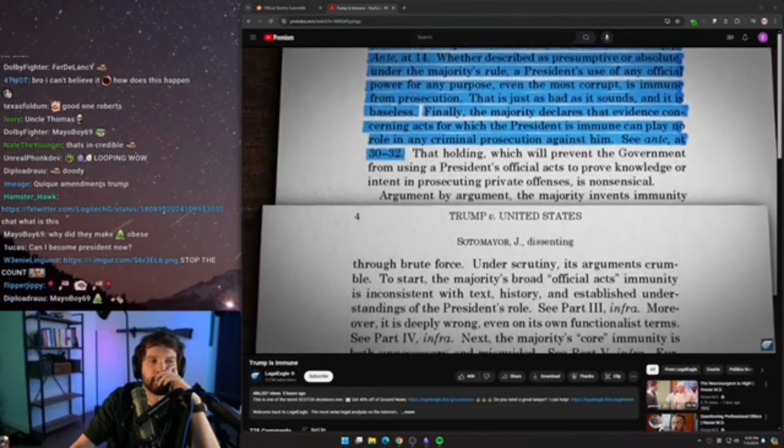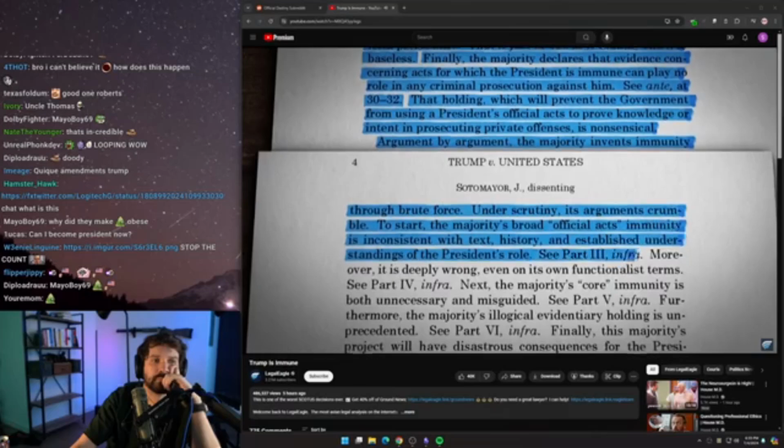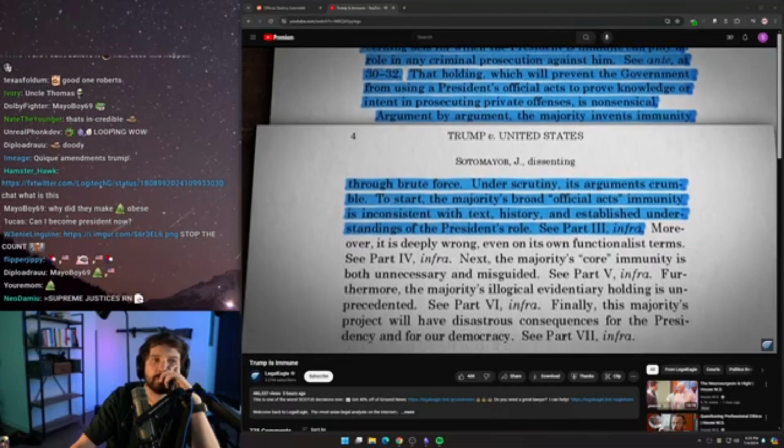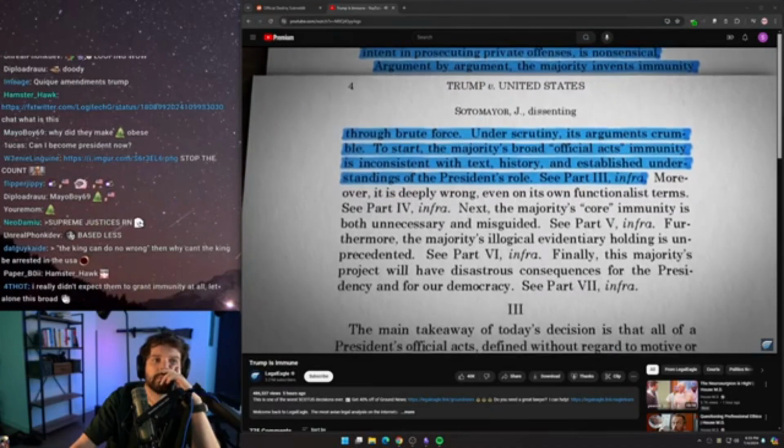Finally, the majority declares that evidence concerning acts for which the president is immune can play no role in any criminal prosecution against him. That holding, which will prevent the government from using a president's official acts to prove knowledge or intent in prosecuting private offenses, is nonsensical. Argument by argument, the majority invents immunity through brute force. Under scrutiny, its arguments crumble.